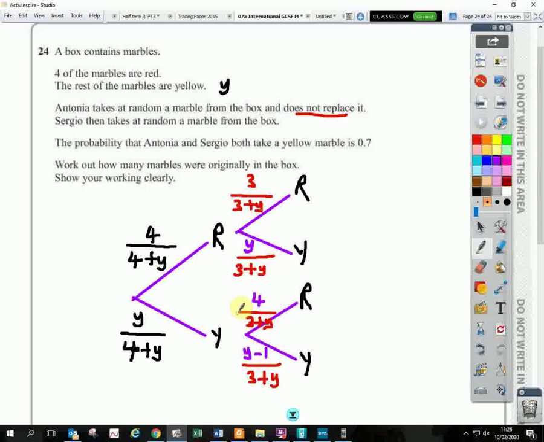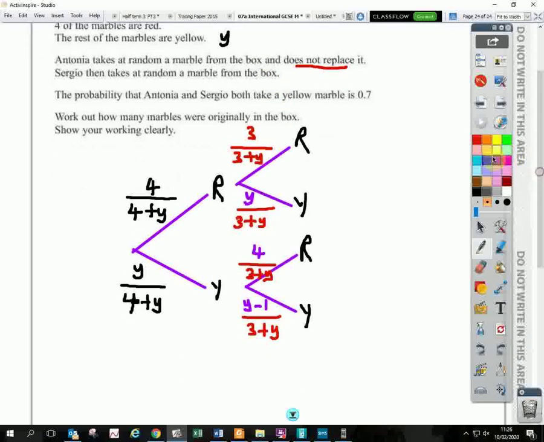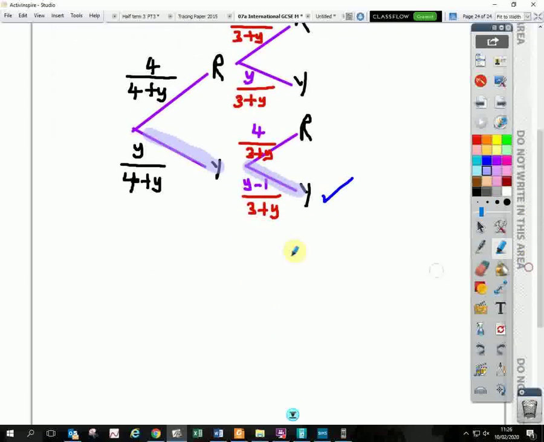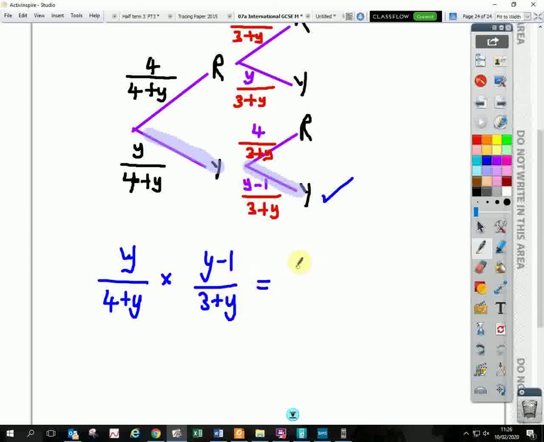Now, I've gone a bit over the top here by drawing the entire tree diagram. You don't need to draw the entire tree diagram, but I thought I would show you just so you can see how to construct it. It says the probability that they both take a yellow is 0.7. That's this branch. Now, when you move along the branches of a tree diagram, we times the fractions together. So we have something like this: y over 4 plus y multiplied by y minus 1 over 3 plus y is equal to 0.7, which I'm going to write as 7 over 10.